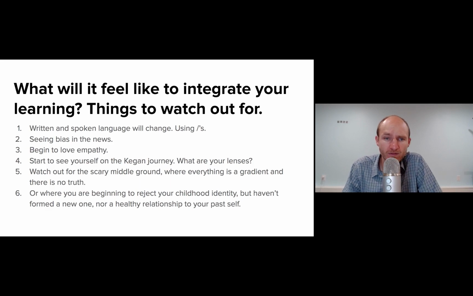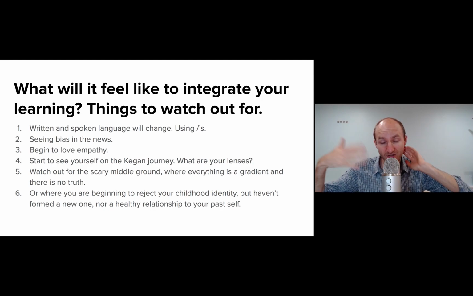You'll be very aware of your language. Your written and spoken language will start to change. You'll start to use some of these slashes, thinking more in terms of gradients. As you start to read things, you'll see all this bias in the news and in politics. And then you'll also find loving empathy. I bet if you're already listening to this, you're already here to some extent.